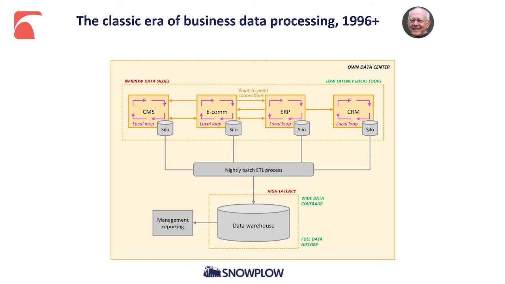So in that classic era, companies had individual systems, maybe CMSs, e-com systems, ERPs, whatever. And those all had individual silos of data. They all had what we call local loops, so they were all doing a lot of decisioning internally themselves. They were also talking to each other, so there were lots of point-to-point connections being made, earning lots of money for data integrator contractors, things like that.